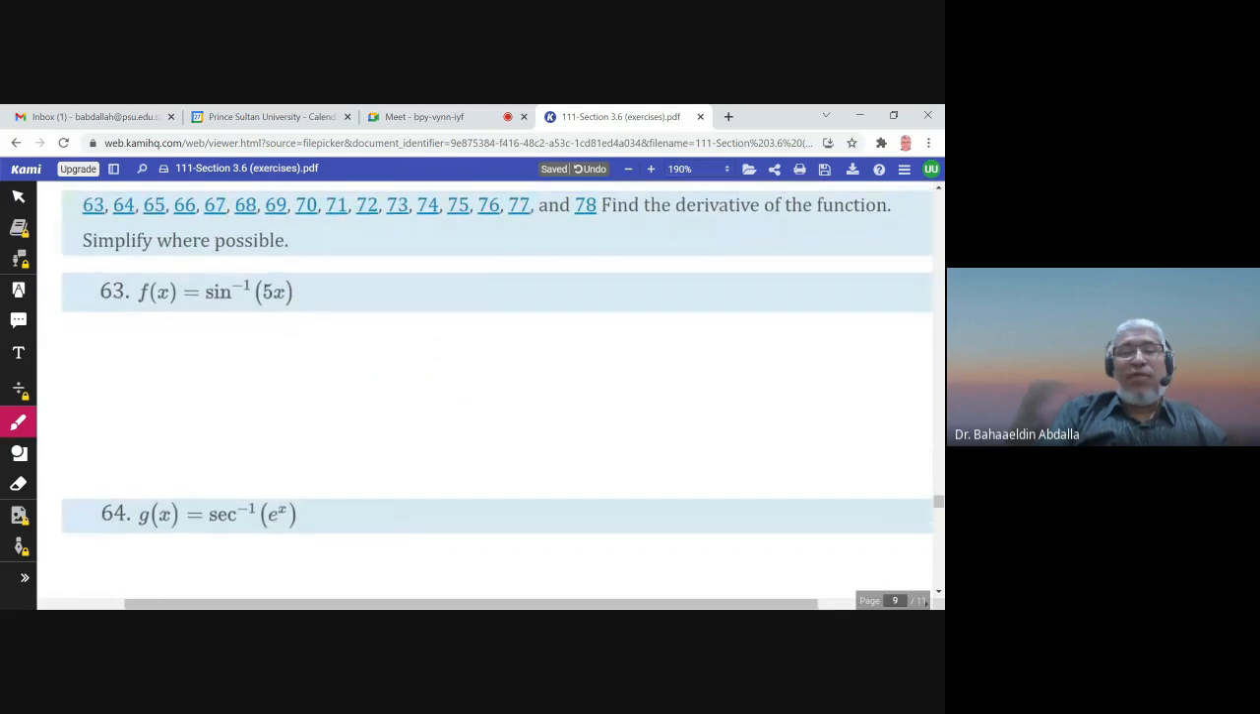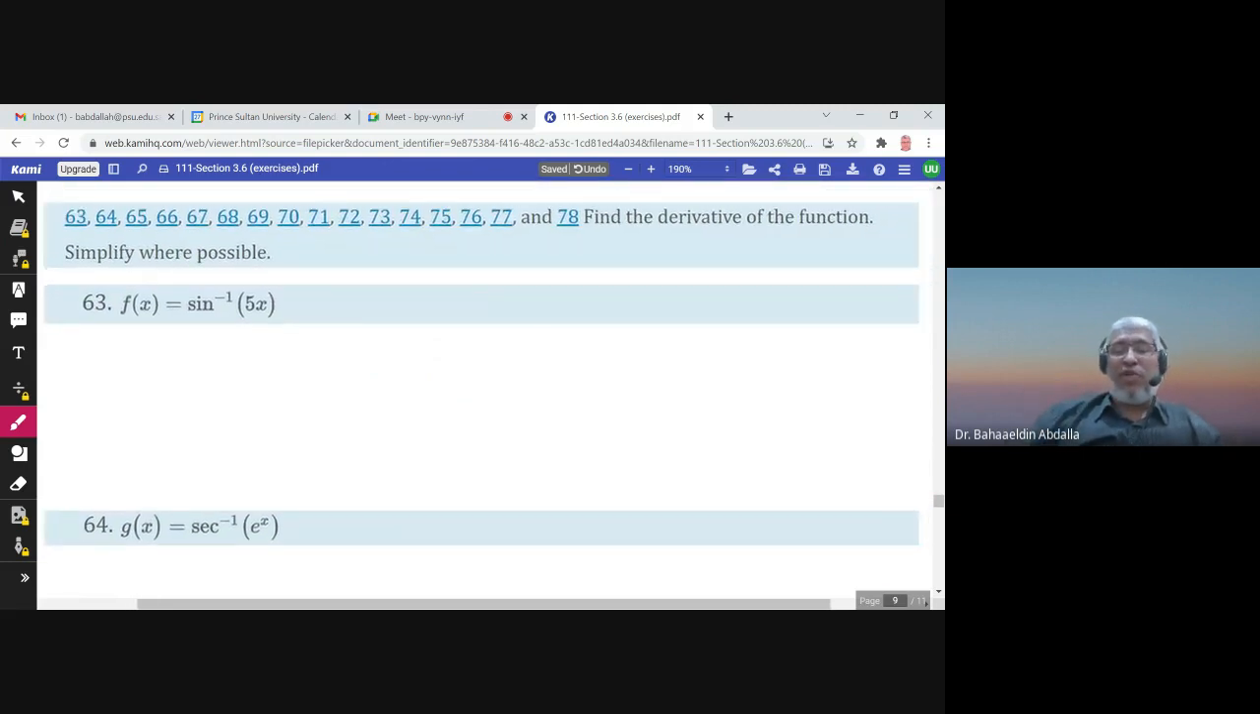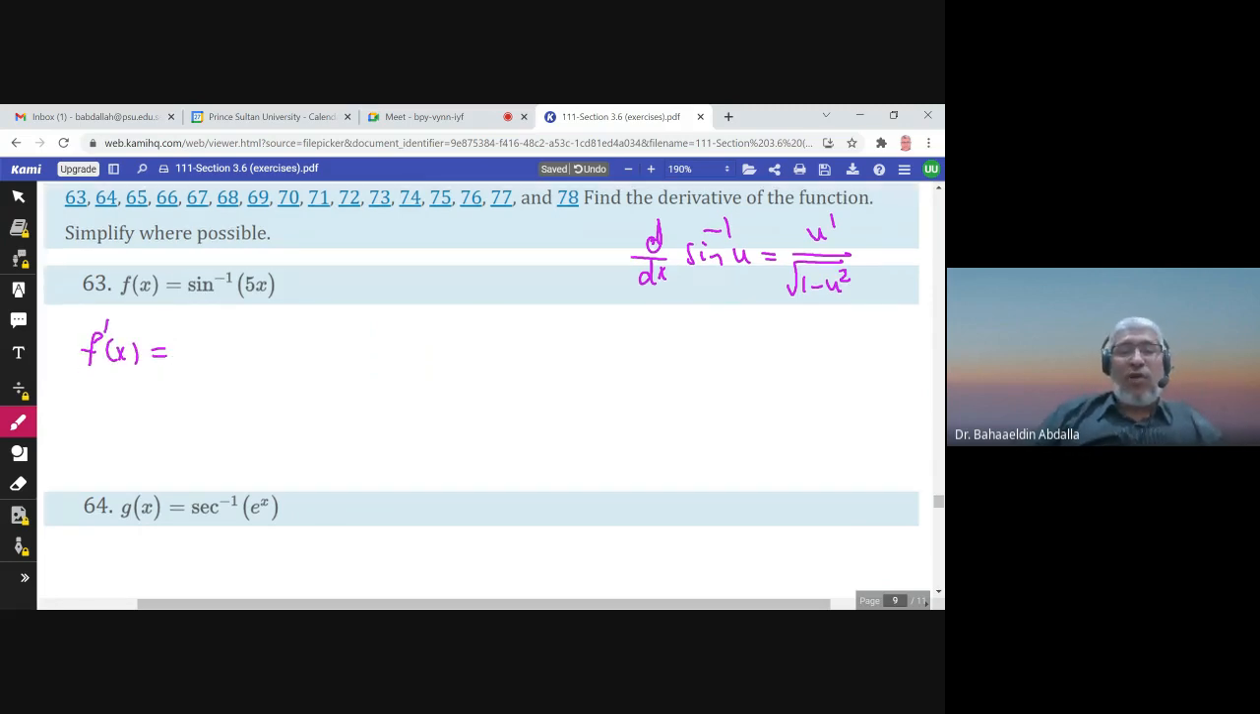Now we go to the derivatives of the inverse trigonometric functions. Remember, d by dx of sine inverse u is 1 over square root of 1 minus u squared times u prime. So f prime of x would be 1 over square root of 1 minus 5x squared. So 25x squared, 5x all squared. It will give you 25x squared times the derivative of 5x, which is 5.